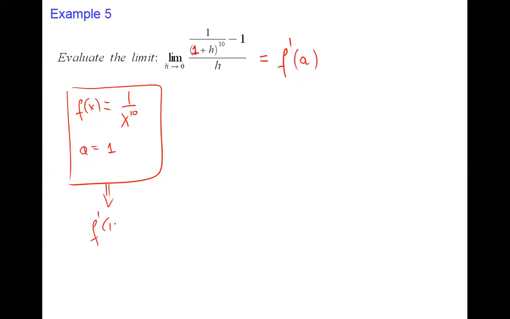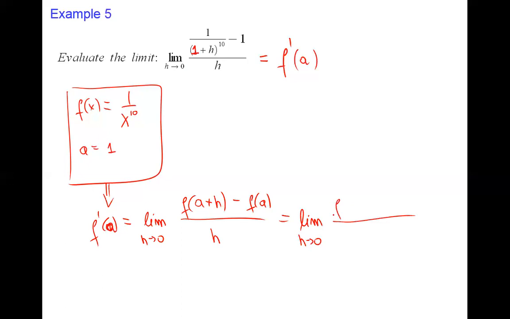We will say the derivative at a is the limit as h goes to 0 of f of a plus h minus f of a, over h. Let me put a for now. The limit as h goes to 0 of f of 1 plus h minus f of 1, over h. That means a is 1.